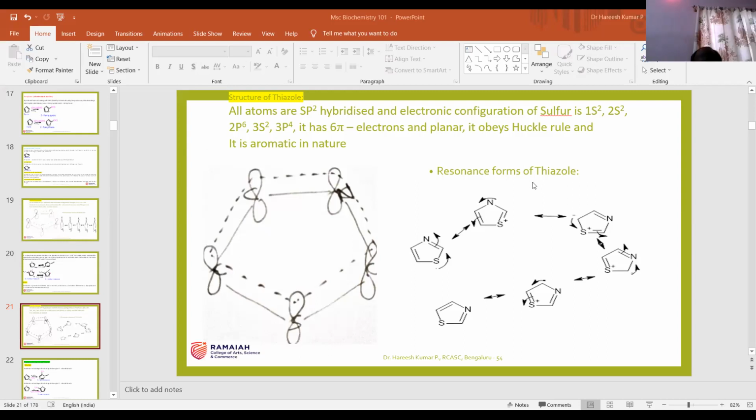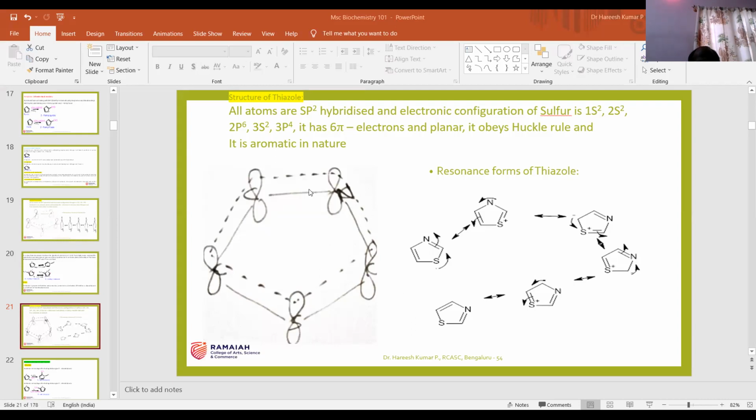Okay, so here in imidazole and thiazole, it's a one nitrogen and one sulfur containing 5-membered ring. So these are the resonance forms, and this will be the structure.